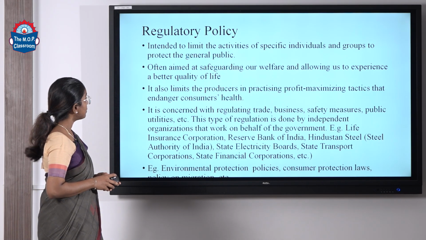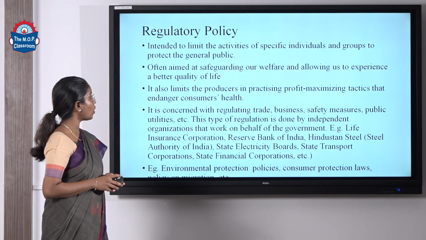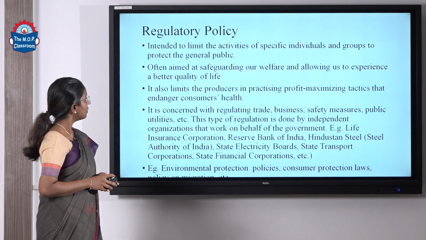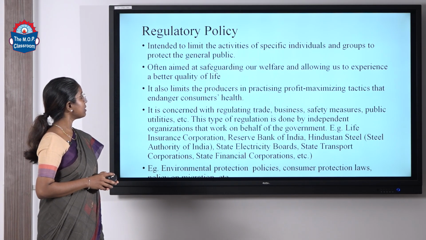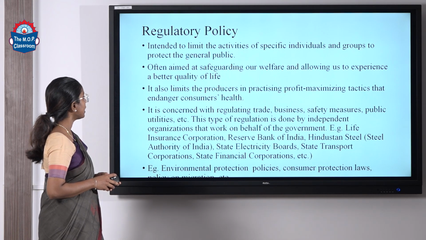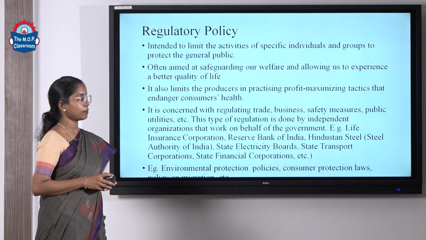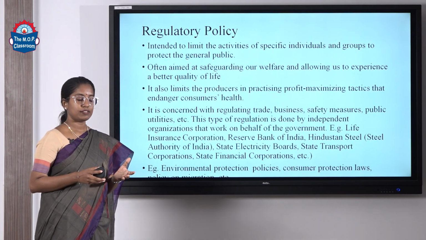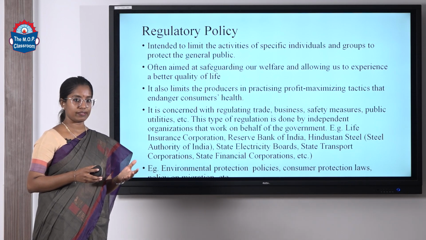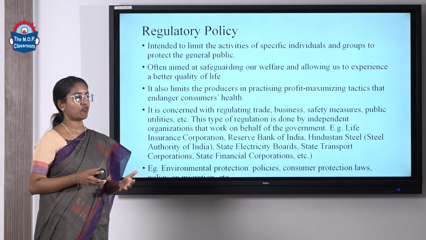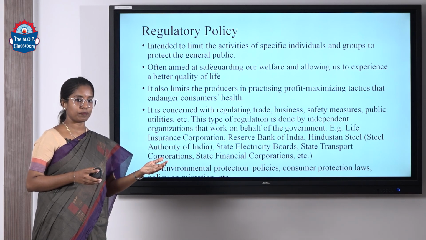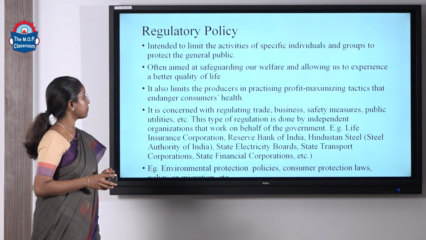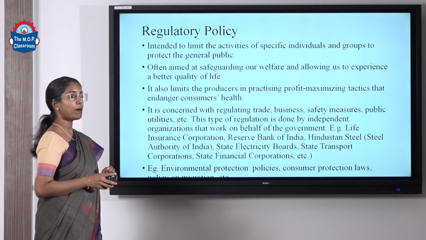It is also aimed at safeguarding our welfare and allowing us to experience a better quality of life. It also limits the producers in the economy from practicing profit-maximizing tactics that endanger the consumer's health. In simple words, it is a kind of policy that limits the actions and activities of a certain set of people or the community.